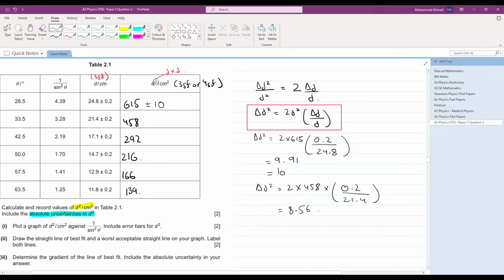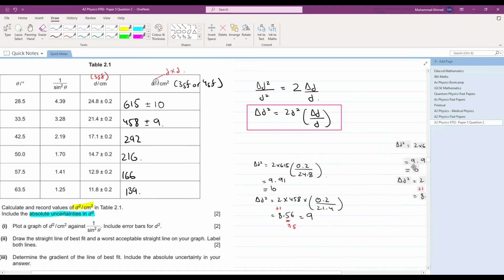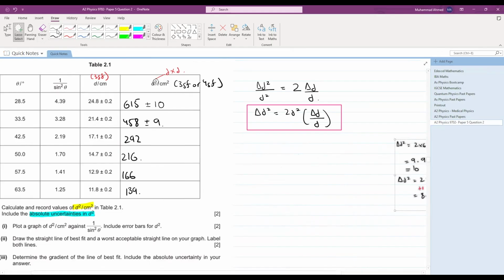8.56, which can be roughly equal to 9 if converted to one significant figure. Why, sir? Why do you say that? Because if you see, the second figure is greater than or equal to 5, so you will add a 1 here. The value to one significant figure will be 9. So let's write it here plus minus 9. Now again, I am short on space here, so I can minimize this and keep it on the right hand side. Perfect. Let's do it for the third row.